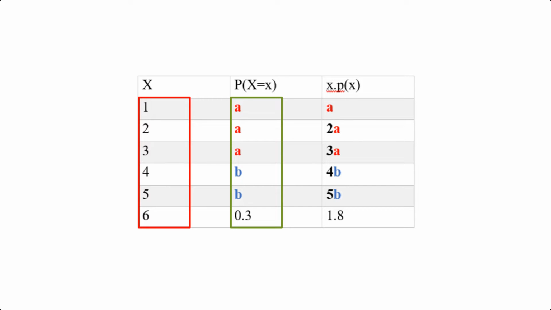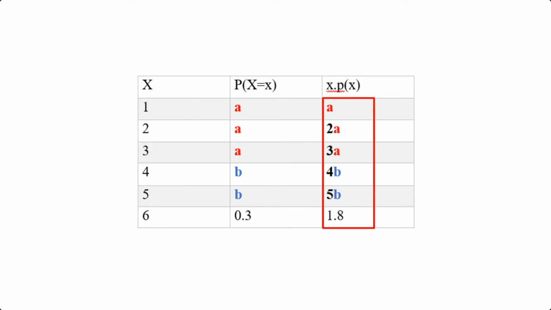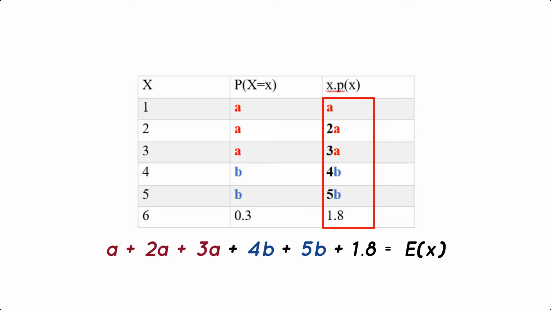1 times a is equal to a. 2 times a is equal to 2a. 3 times a gives us 3a. 4 times b gives us 4b. 5 times b gives us 5b. And 6 times 0.3 gives us 1.8. The sum of all of those products should give us the expected value. That is, a plus 2a plus 3a plus 4b plus 5b plus 1.8 gives us the expected value.